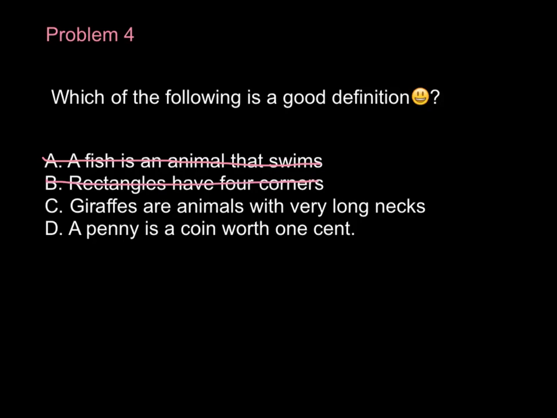In C, it says giraffes are animals with very long necks. Very long is not good, we can't use that because it's very generic. Other things have long necks, such as an ostrich, so that would not work. But lastly, D, a penny is a coin worth 1 cent. So if we switch that around, a coin worth 1 cent is a penny. That would be a correct statement. So D would be our correct answer. A penny is a coin worth 1 cent. That would be the best definition given to you in problem 4.